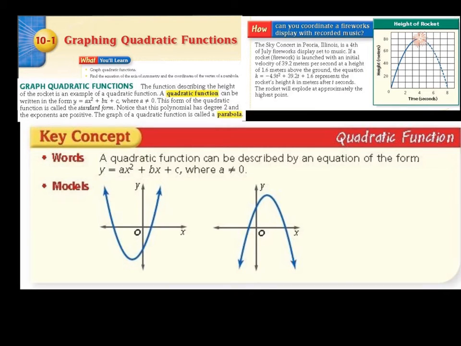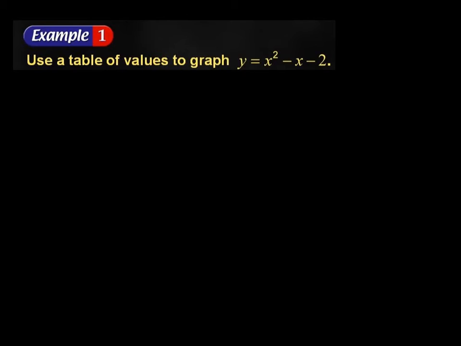A quadratic function can be described by an equation of the form y equals ax squared plus bx plus c, where a does not equal 0. And it can either be pointing up or it can have the ends moving down. Use a table of values to graph y equals x squared minus x minus 2.